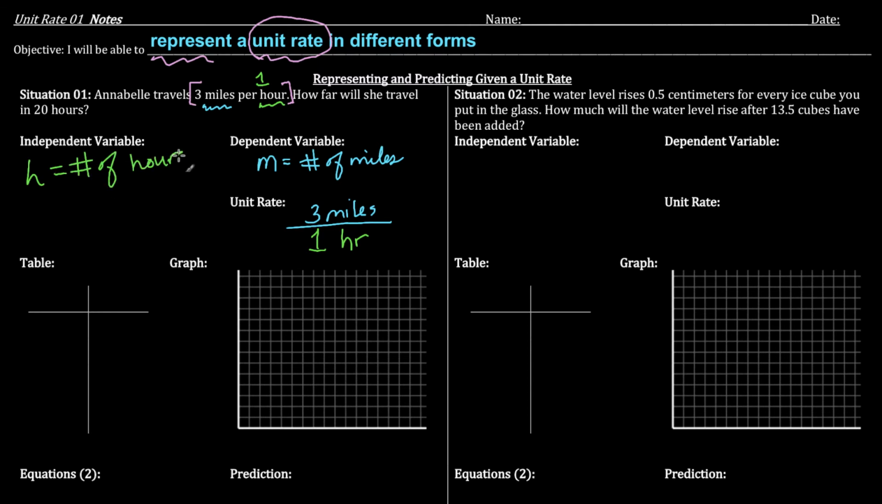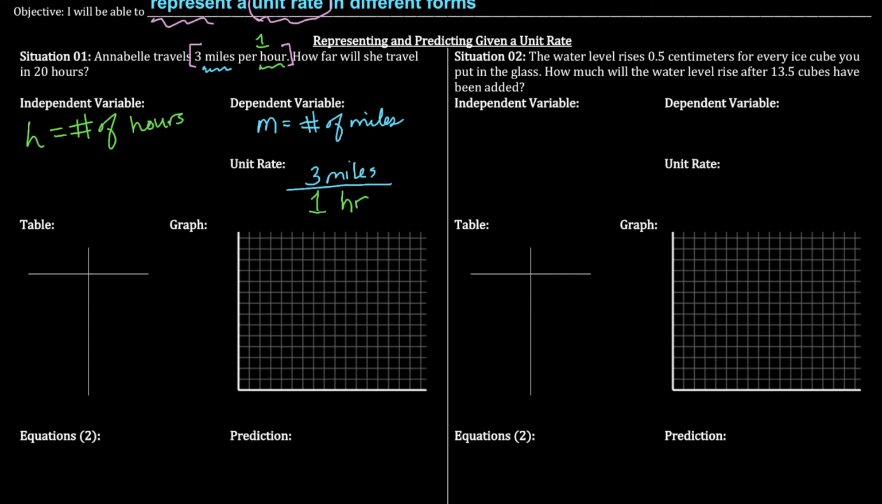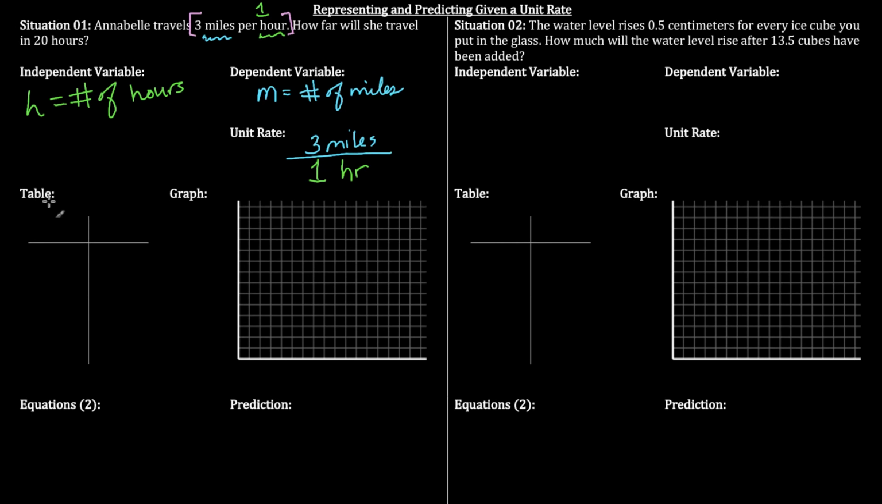You could also put distance and time, like D and T, but I like to put the first letter of the units as my variable. The first thing is my table. We are talking about the number of hours. It doesn't tell us what to count by, so I'm just going to go 0, 1, 2, 3. And that will affect the number of miles traveled.